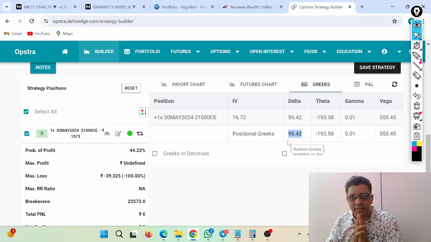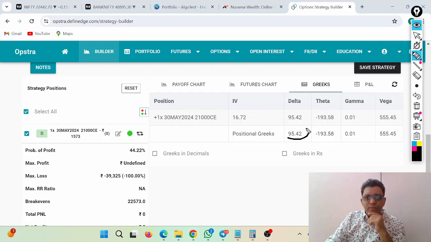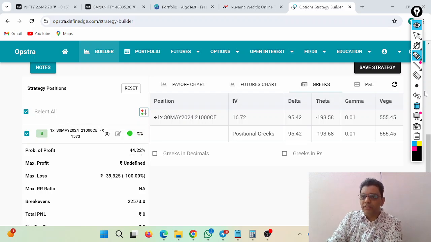Now I want you to think, or I want you to observe a particular thing. Here delta is 95, but here they have written the probability of profit is 44%. Why is this so? Have you ever thought about this? What I said is that the delta tells me my probability of winning, and I am saying that my delta is 95, that means my probability of winning is 95%. That's right. But here my probability of profit is given as 44%. Why is there this difference?